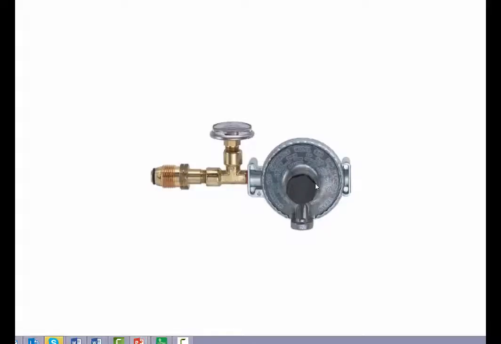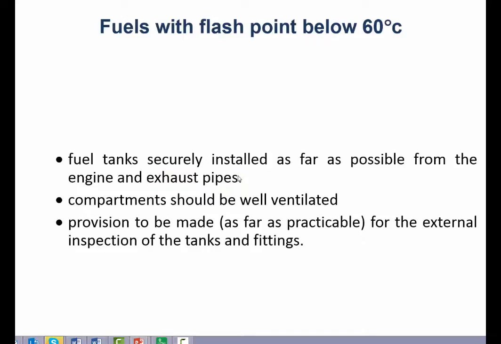So here's a picture of a regulator here, and just remember with LPG we've got an O-ring seal on here, and these are left-handed threads. So for our fuels with flash points below 60 degrees Celsius, which is our petrol and our LPG, then we need to install tanks and bottles securely and as far as possible from any heat sources, so engine and exhaust pipes. Our compartments should be well ventilated, so if it's in a compartment, then we need to have ventilation at the top and the bottom, okay, particularly for LPG.